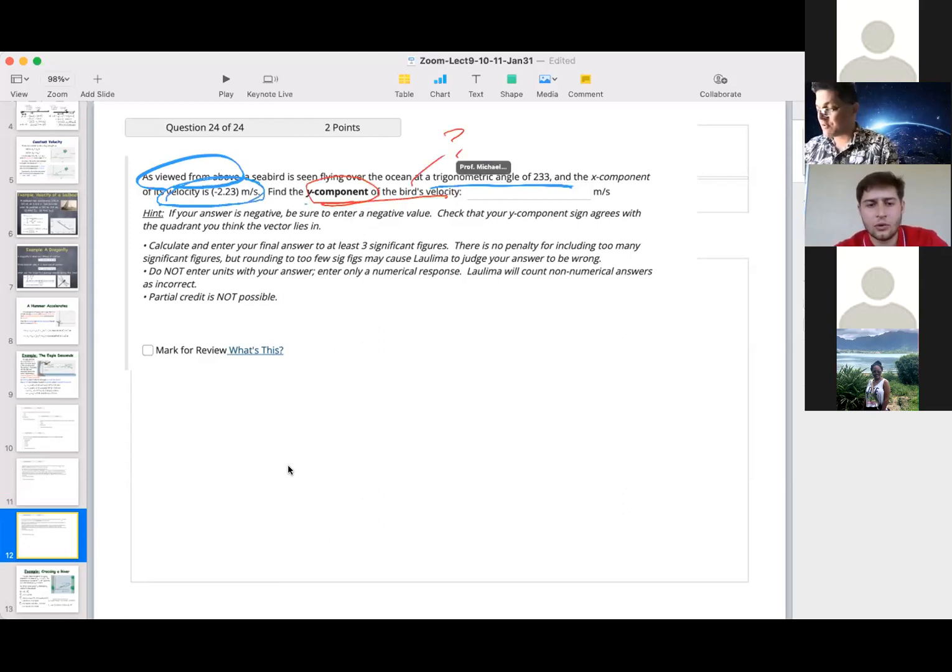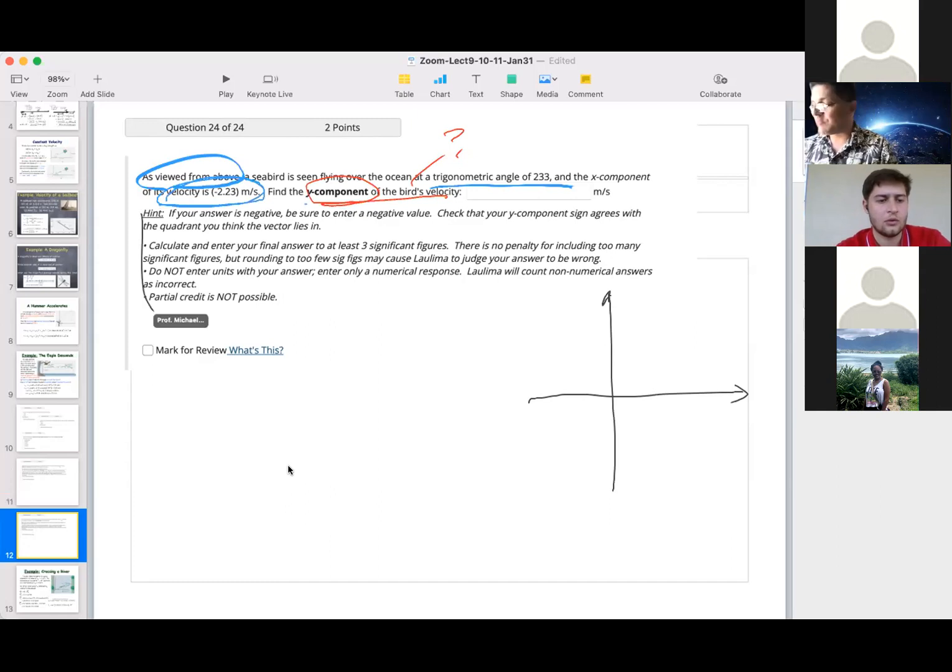All right. So if I were to sketch out or visualize what's going on here, now, unfortunately, it doesn't actually say it here, but what I will normally say is I will also say in the problem that the positive y direction is equal to north and the positive x direction is equal to east. So when you look down from high above the bird, where is a trig angle of 233 degrees? I'll let you think about that for a sec. What direction does that point?